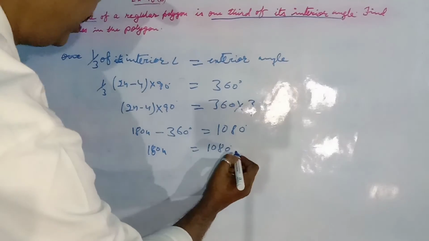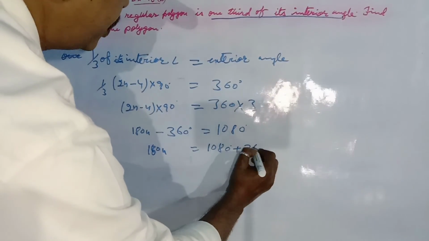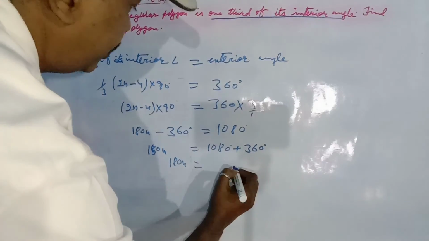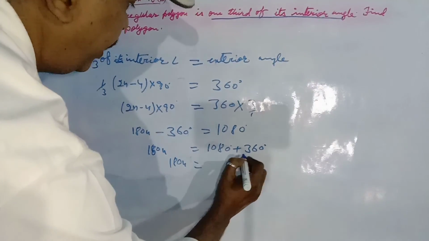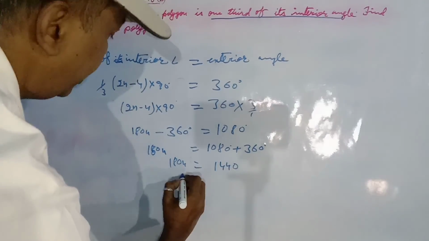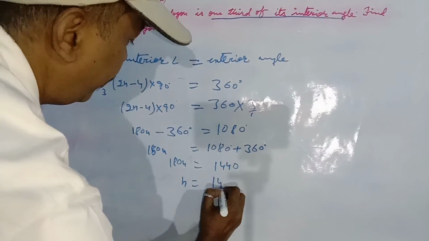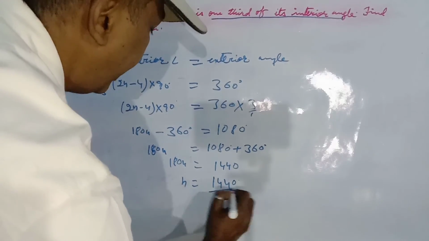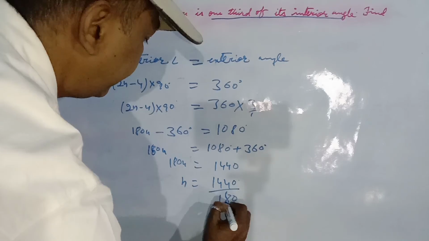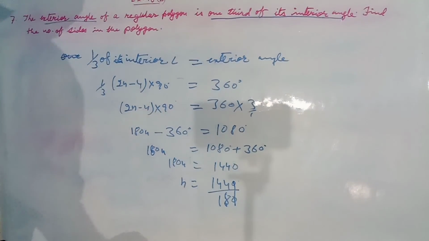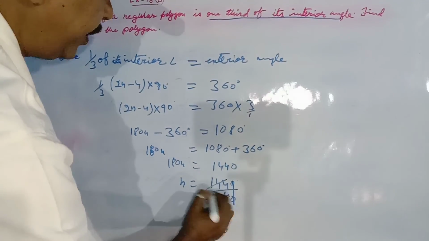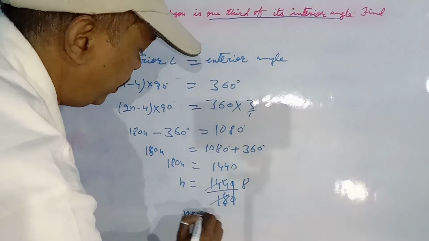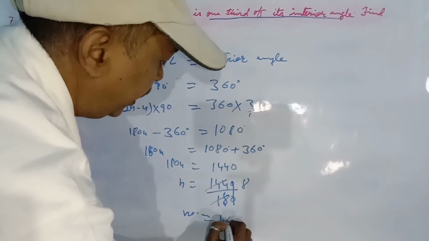Here is minus 360, then here it will be plus 360. Now 180n equals 1440. Then n equals 1440 by 180. Then the zeros are gone. Then 18 eights are 144. So the number of sides will be 8. That will be the answer.